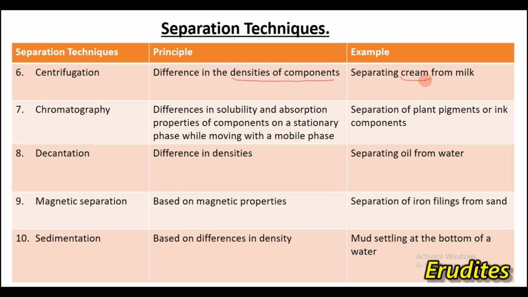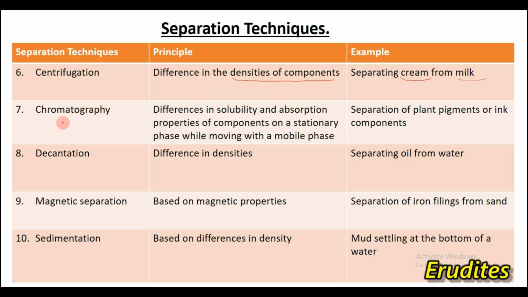Cream, for instance, is heavier than milk. And so, based on this difference in densities, they can be separated using centrifugation or using the centrifugating machine. The machine will work based on the principle of the difference in the densities of the components.